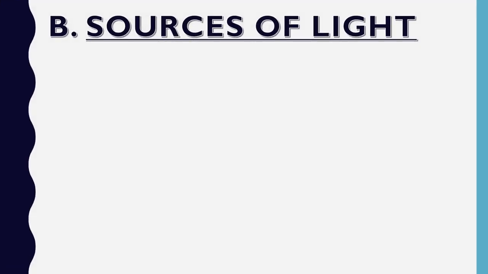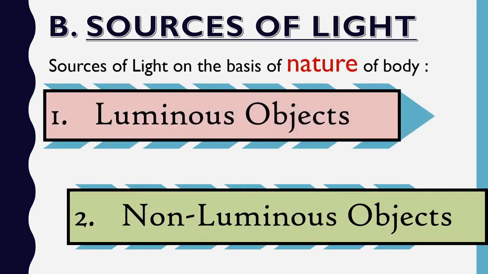After learning about the sources of light on the basis of origin as natural and man-made, let us now learn about another category of sources of light which is on the basis of the nature of the source or the body. It is categorized into two categories. Number 1, luminous objects. Number 2, non-luminous objects. These objects are basically the source of light.